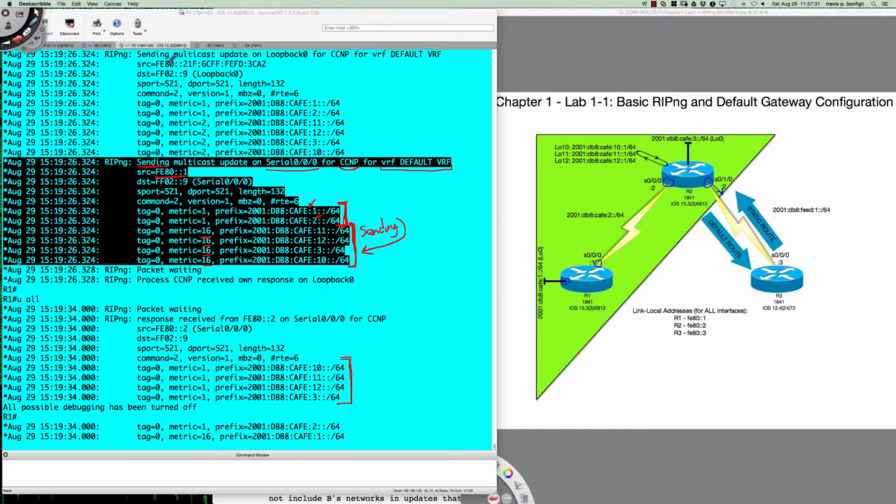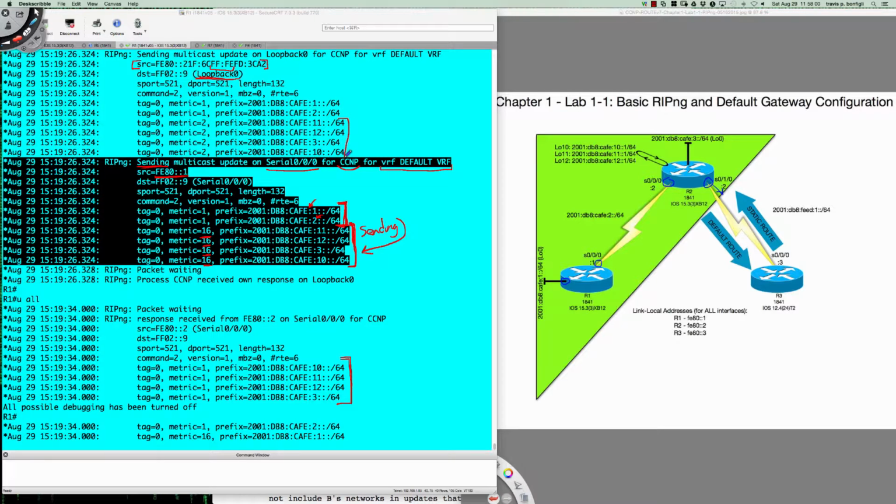But I also want to come up here and take a look here. Take a look at, it says RIPng sending an update, and it's being sourced from this link local address. Now this is the link local address, and you can see it's EUI-64, right? There's our FFFE, and we have our loopback 0 address here. So the update is coming from loopback 0, but take a look, right?